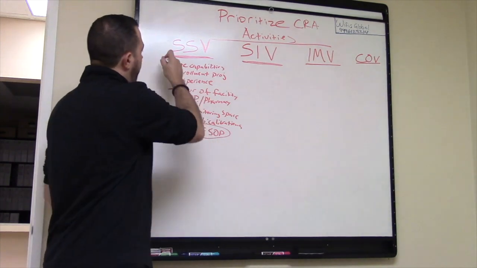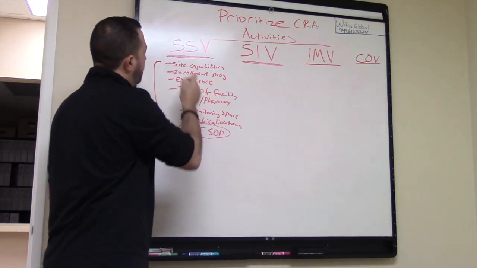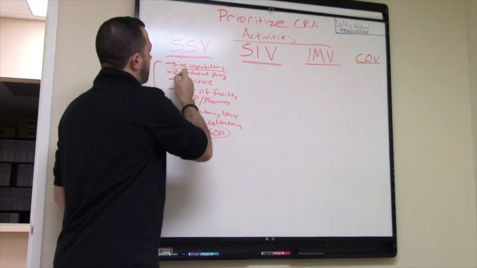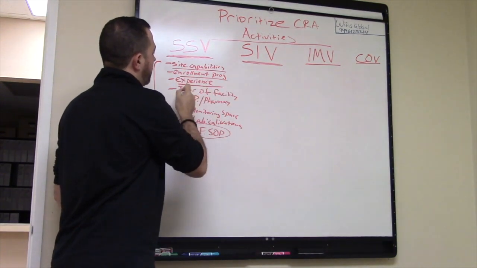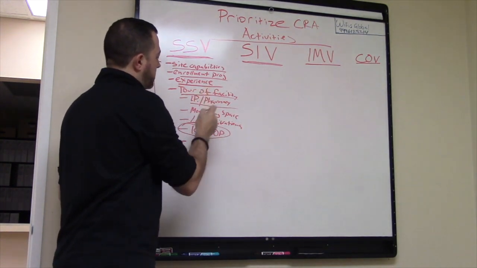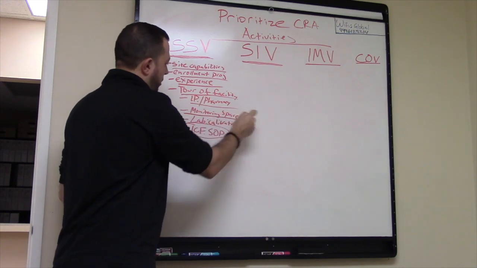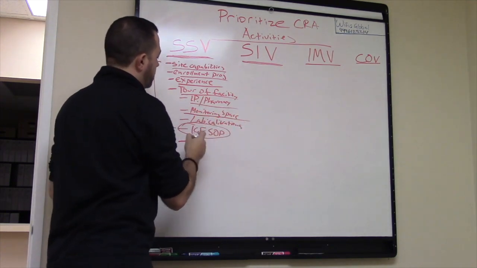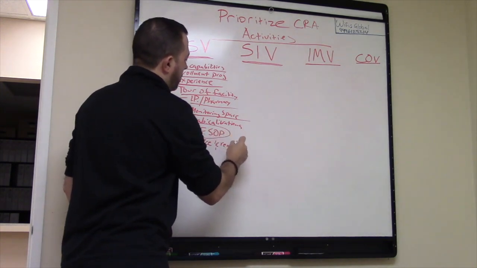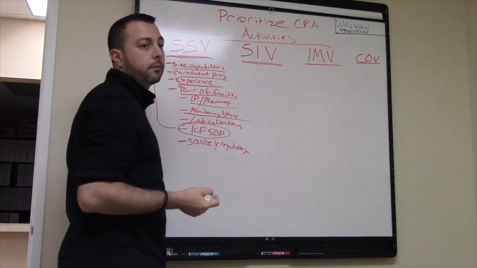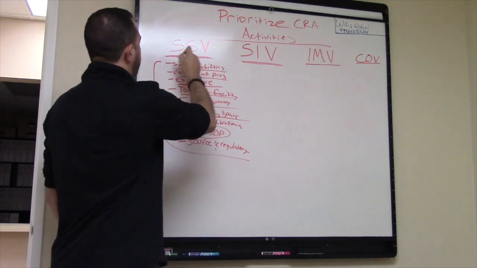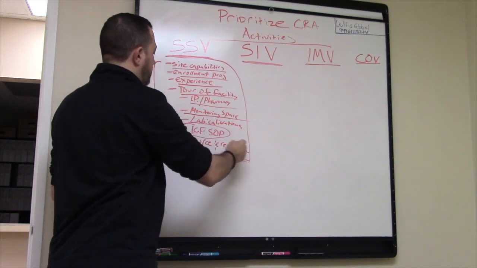But most of the time, this is what you do at the site selection visit. You discuss the site capabilities, enrollment projections, and experience of all staff, then you tour the facility, the IP, where it is stored, the pharmacy. Where's the monitor going to work? Where are the source documents? Where are source and regulatory going to be kept? They need to be double locked, with restricted access. And then your report will reflect these things.